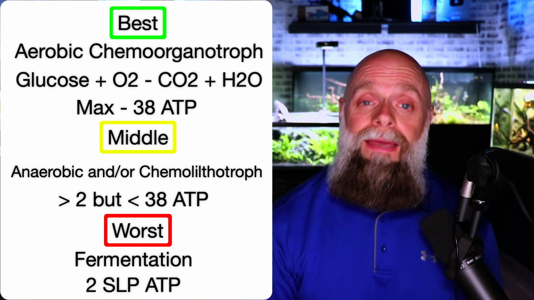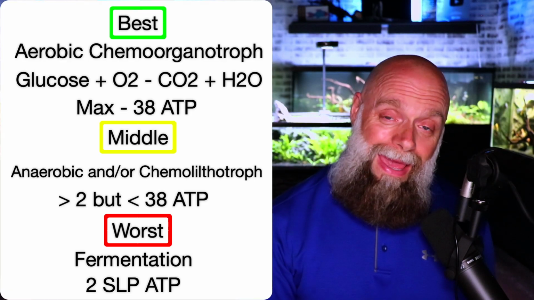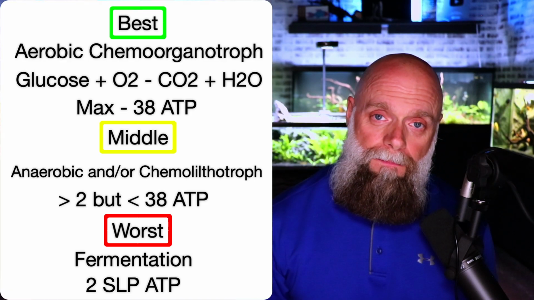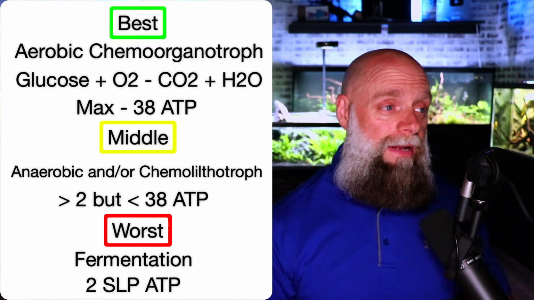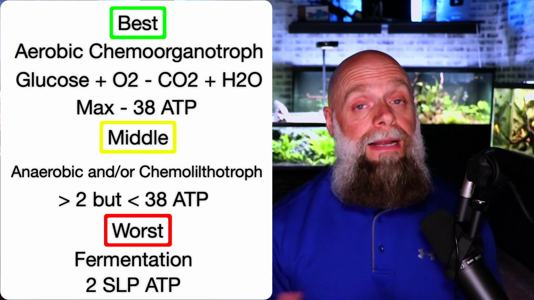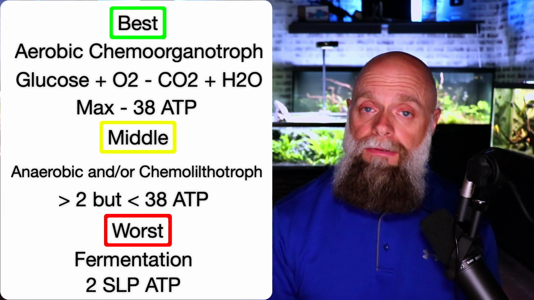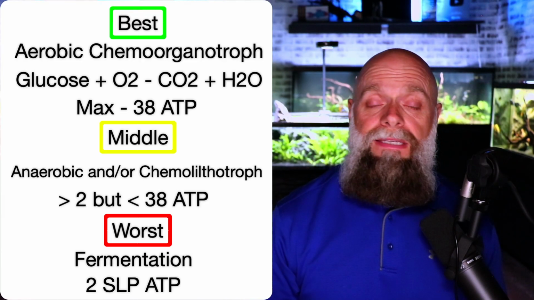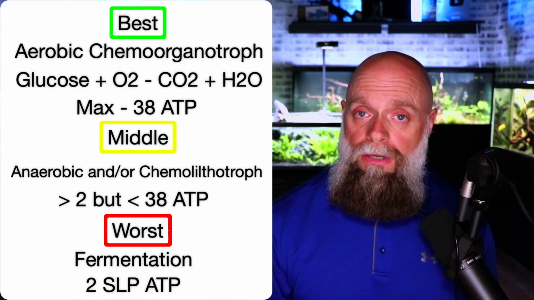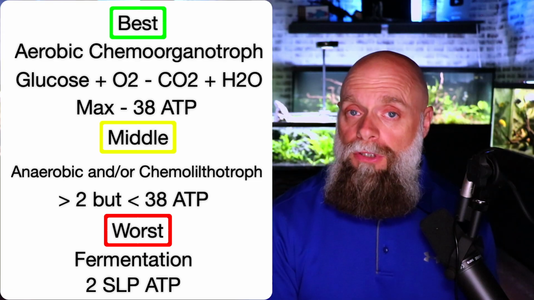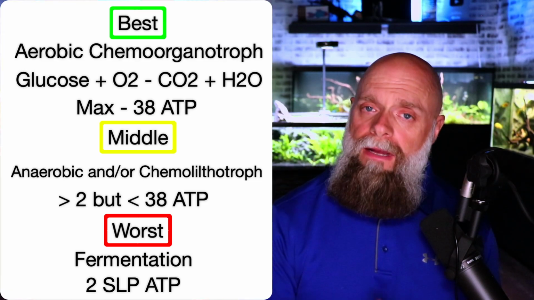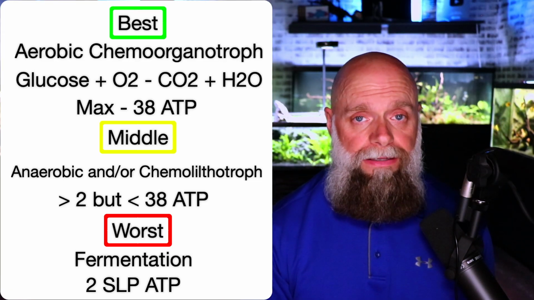So the next thing is the anaerobic and or the chemolithotroph. Now, you could have an anaerobic chemoorganotroph. You could have an aerobic chemolithotroph. So there's a lot of diversity there in terms of energy metabolism. But the main point here is that when you have a combination of those things, one or both, you're most likely going to get more than 2 ATP, but less than 38. So they're going to fall somewhere in the middle. It's going to be a wide range.